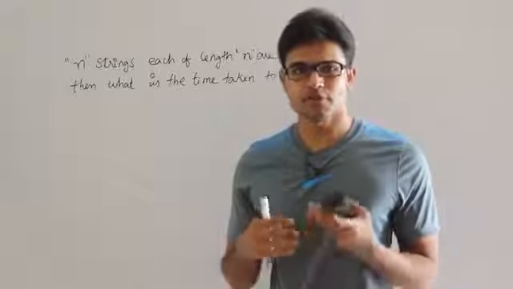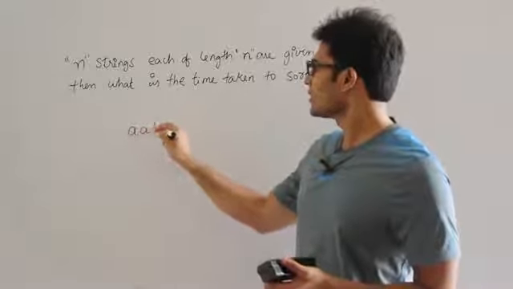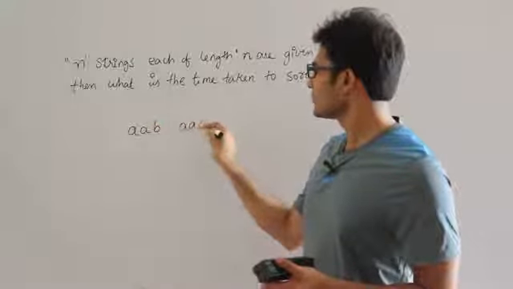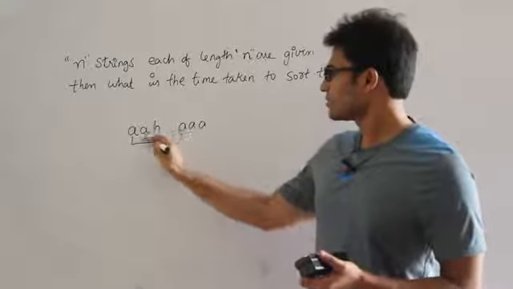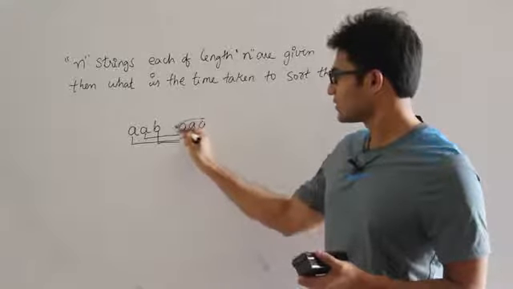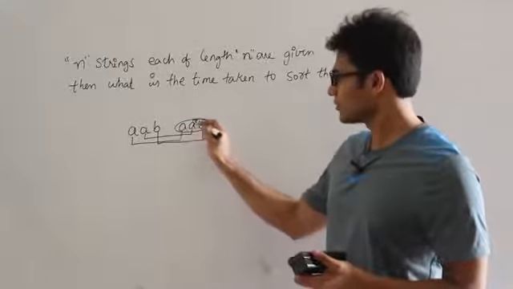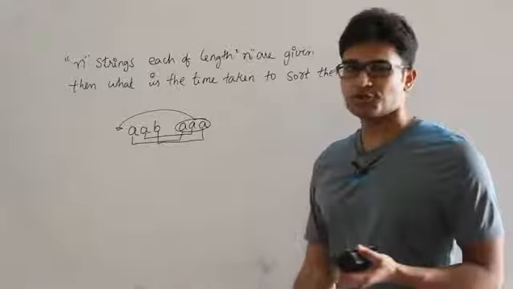Lexicographical order means the dictionary order. If I have two strings, let us say AAB and AAA, how to compare them is, first I will compare A and A, they are same, A and A, they are same, B and A, therefore this is lesser, and therefore this has to come in the beginning. So that is how the comparison has to be done.